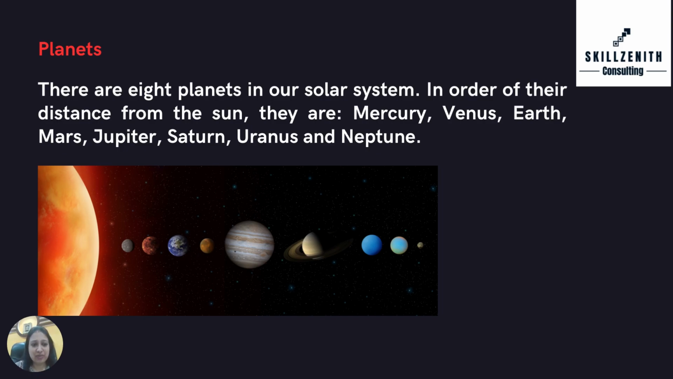Now let's learn about planets. As we've all learned, there are eight planets in the solar system. In the order of distance from the sun, from the nearest to the farthest, they are Mercury, Venus, Earth, Mars, Jupiter, Saturn, Uranus, and Neptune. If you see in this picture, the first one is Mercury, and then comes Venus, then the Earth, Mars, Jupiter, Saturn, Uranus, and Neptune. Got it?